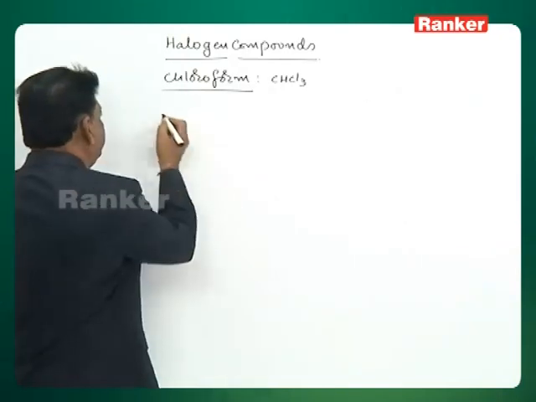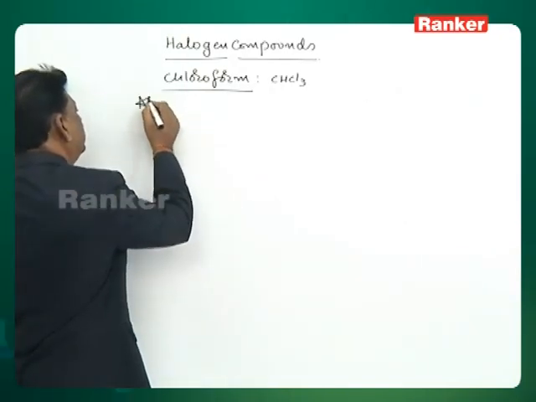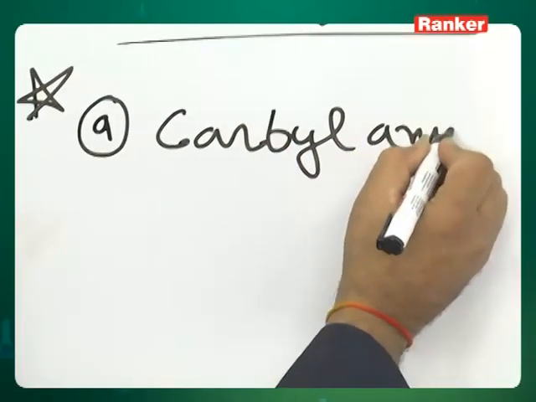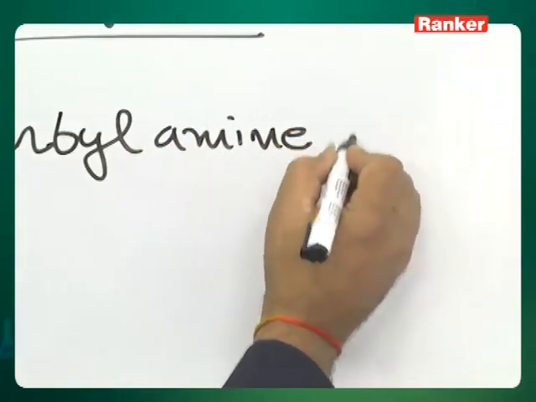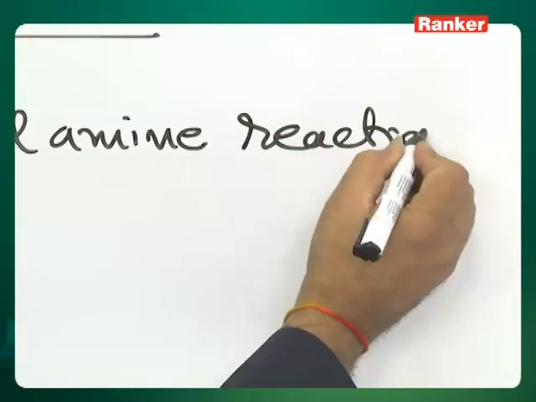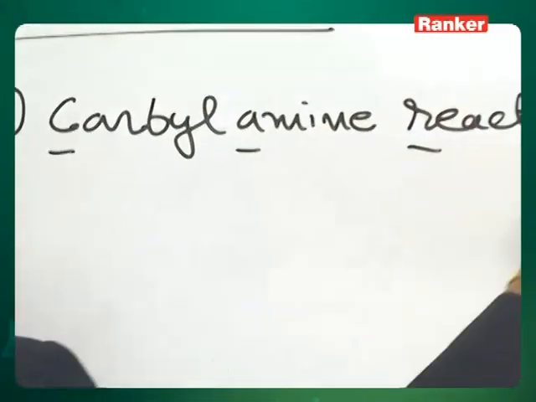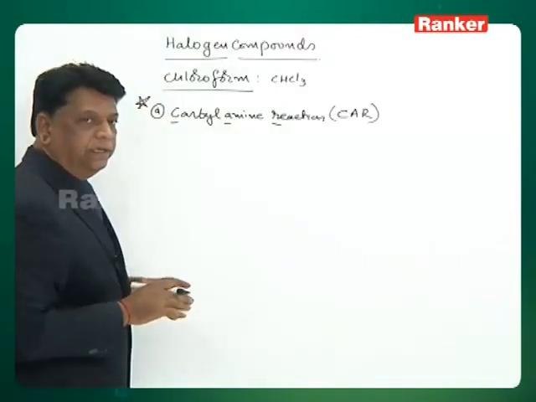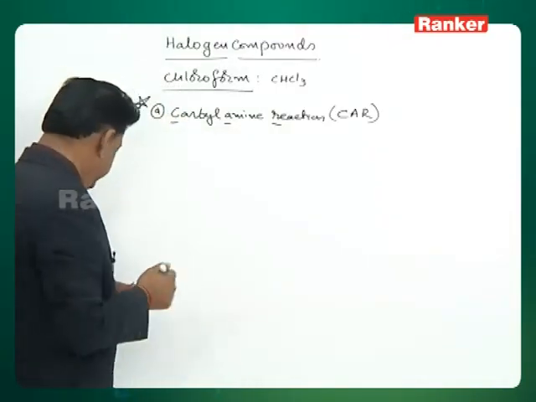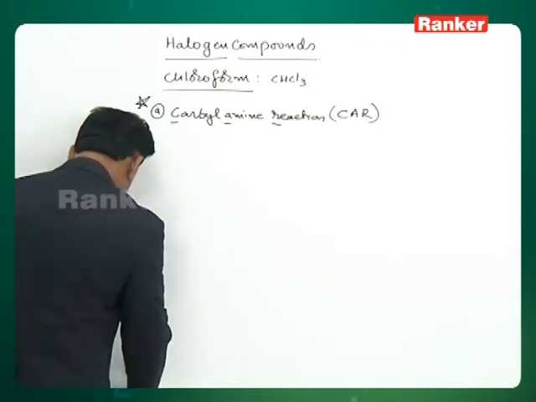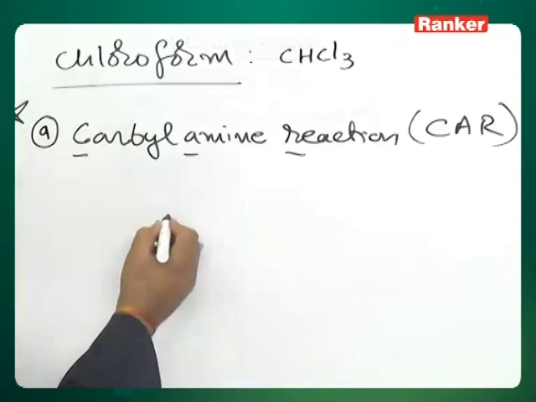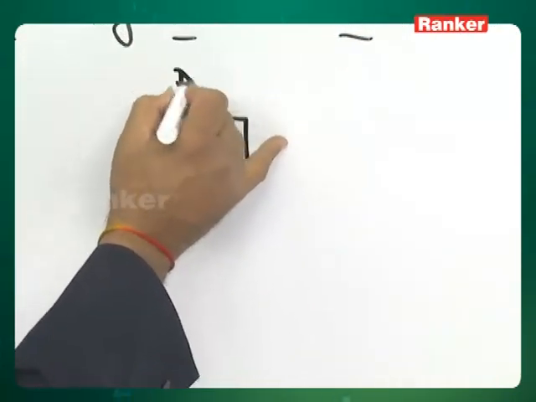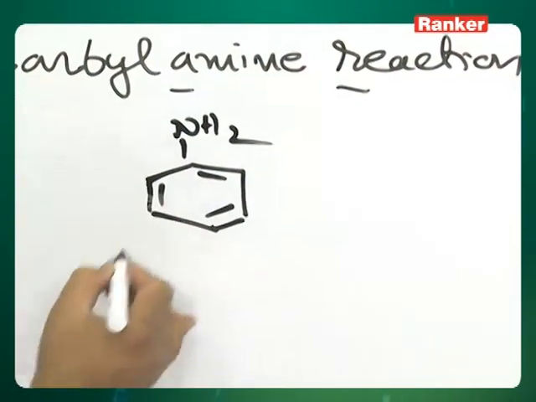The chloroform also gives one more important reaction, which is called the carbylamine reaction. Popularly, you can call it the carbylamine test. The reaction is very important in differentiating types of compounds also. For example, the reaction takes place on aniline, amino containing benzene. This is called aminobenzene or aniline.